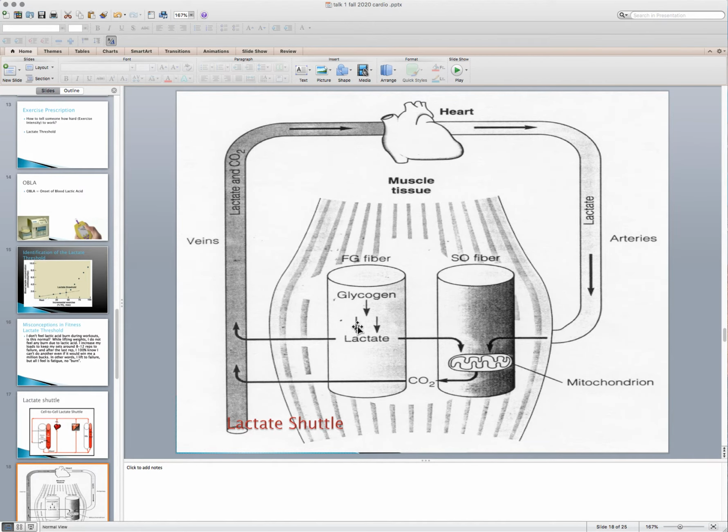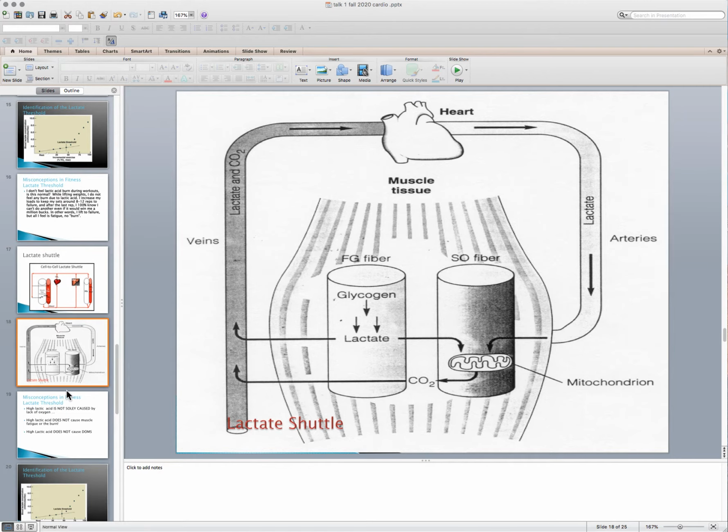Here is a fast glycolytic fiber that is producing lactate. It can go to a neighboring oxidative fiber where it can be used by the mitochondria to make energy. It also can be sent out into the bloodstream, be used by the muscle of the heart as a fuel, and continue on with the circulation and be used by a separate oxidative fiber. So this is called the lactate shuttle, and this lactate can be used as an energy source.